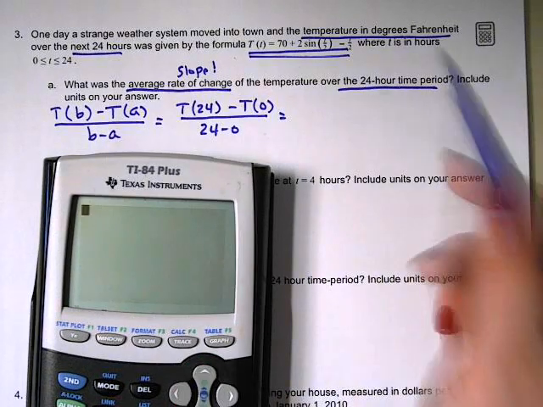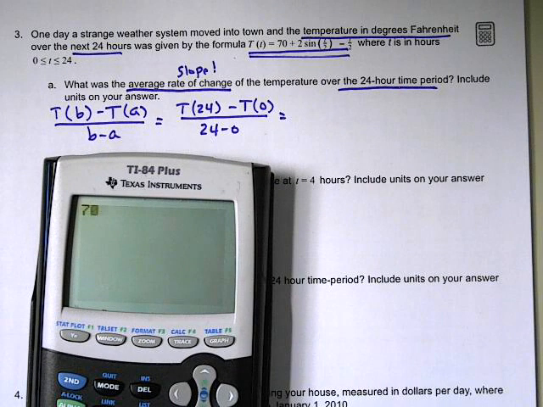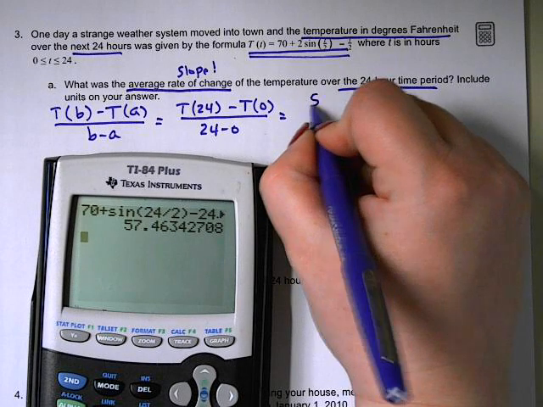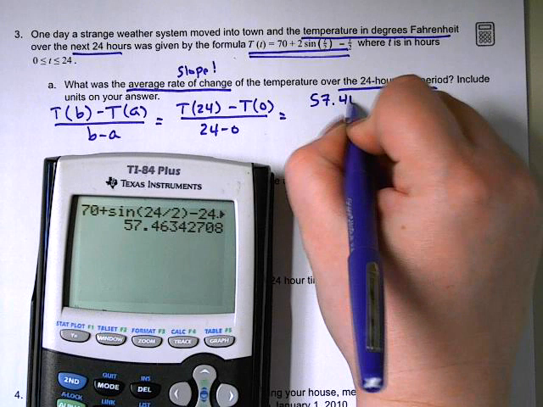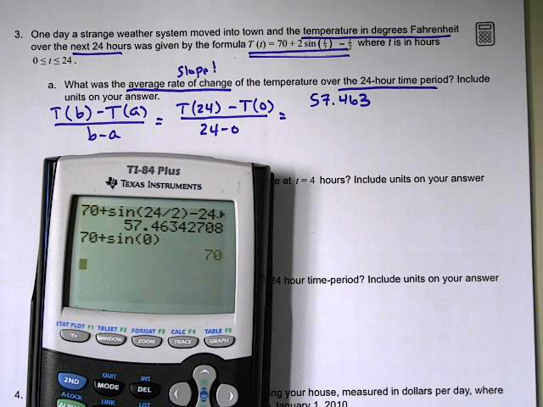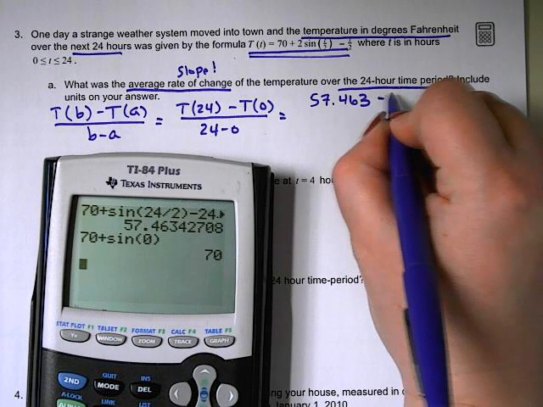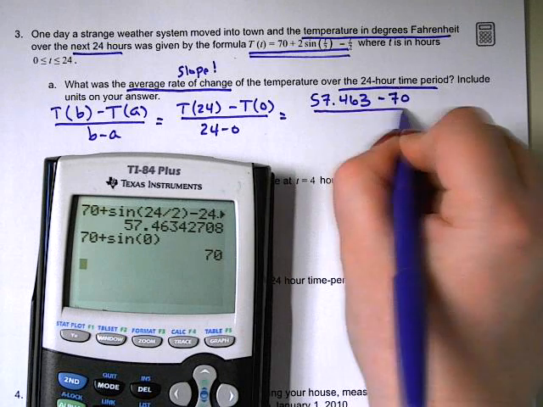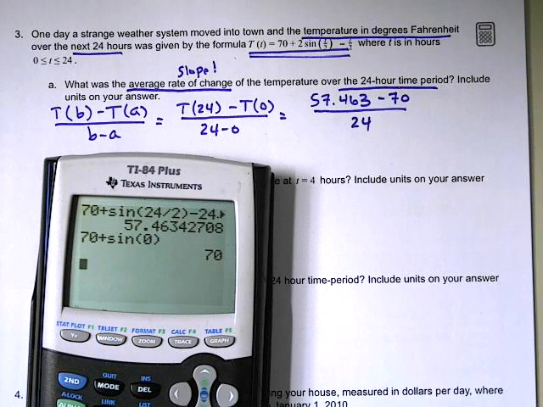So let's see, if I plug in 24, I get 70 plus the sine of 24 over 2 minus 24 over 2, and I get 57.463. And if I plug in 0, I get 70 plus the sine of 0 minus 0, so whatever. I could have done that in my head, but I'm just showing you how to quickly get through this problem over 24.